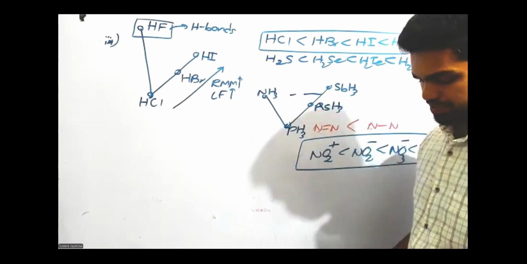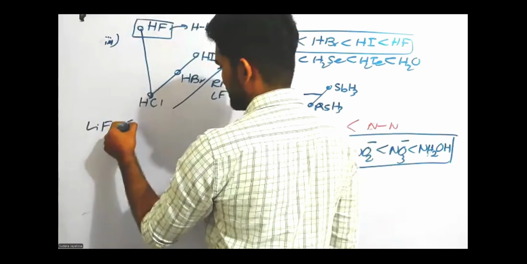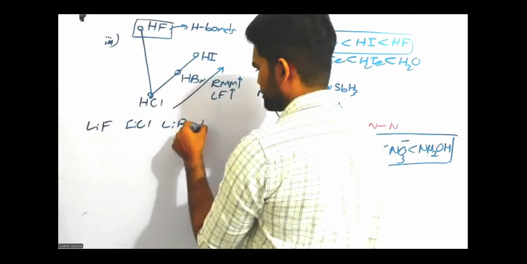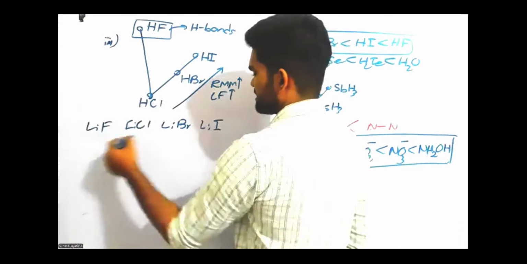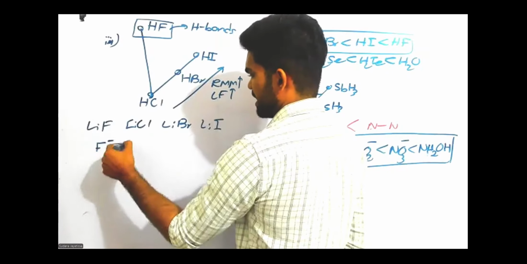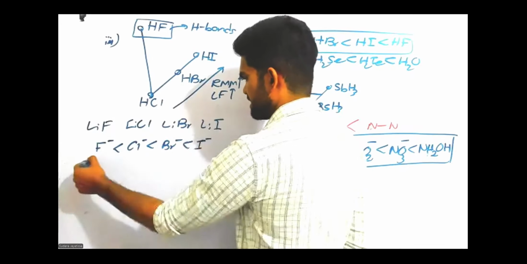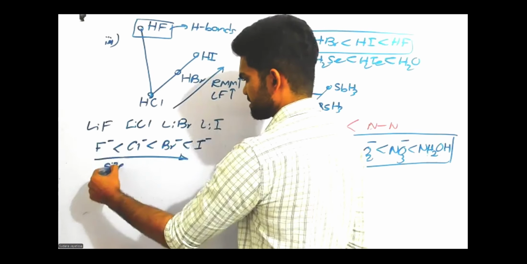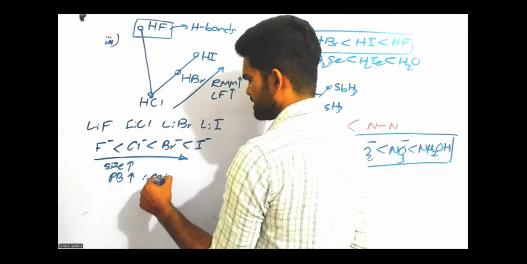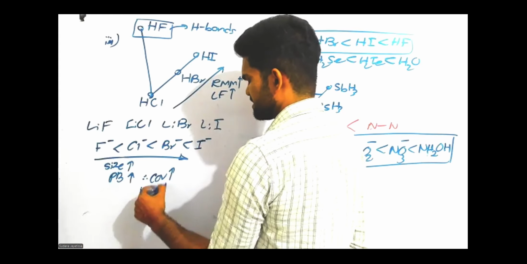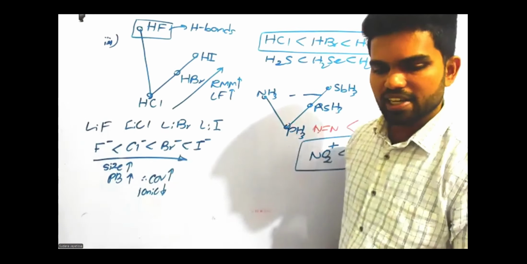Ionic character of these compounds: lithium fluoride, chloride, bromide, and iodide. Ascending order of ionic character. Here the cation is the same and the anion is changing. Anion size increases in this way. As the size increases, polarizability increases. Therefore, covalent nature increases and ionic nature decreases. They're asking for the ionic character.